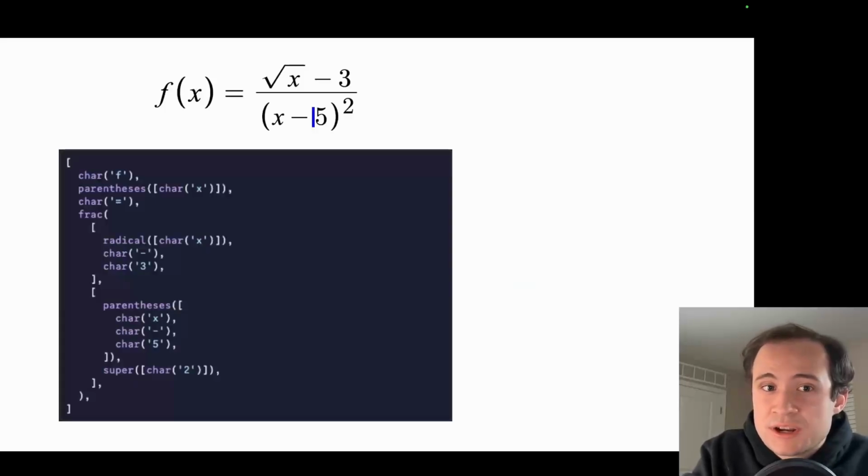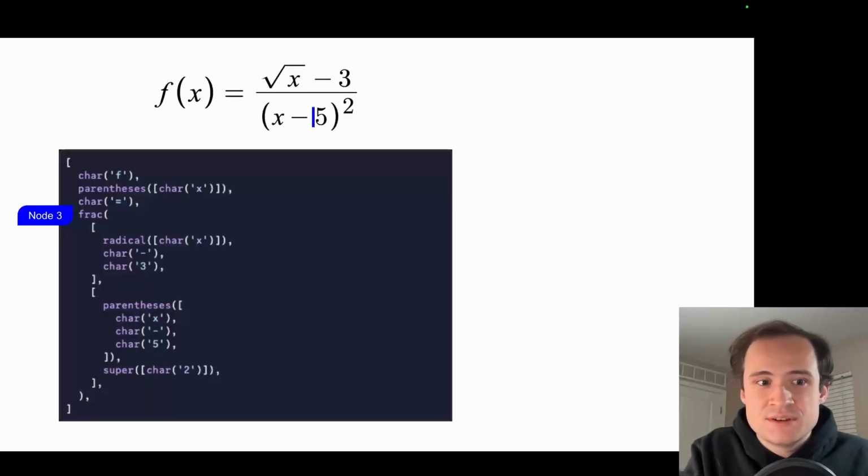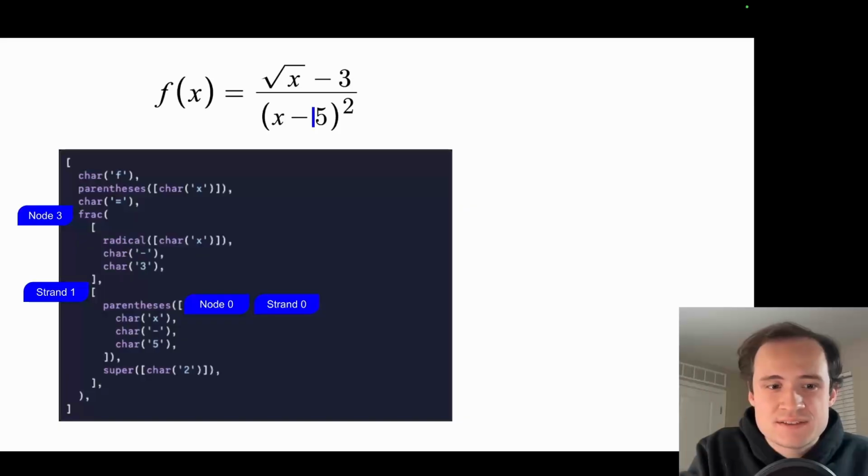If it gets even more complicated with deeply nested nodes, we can still do the same process. First, we can identify that we're in the fraction, which is node 3. We're in the denominator, which is strand 1. Inside the denominator are a couple of nodes. We're inside the parentheses node, which is node 0. The parentheses contain one single substrand, so we'll just call that strand 0. And we're at position 2.